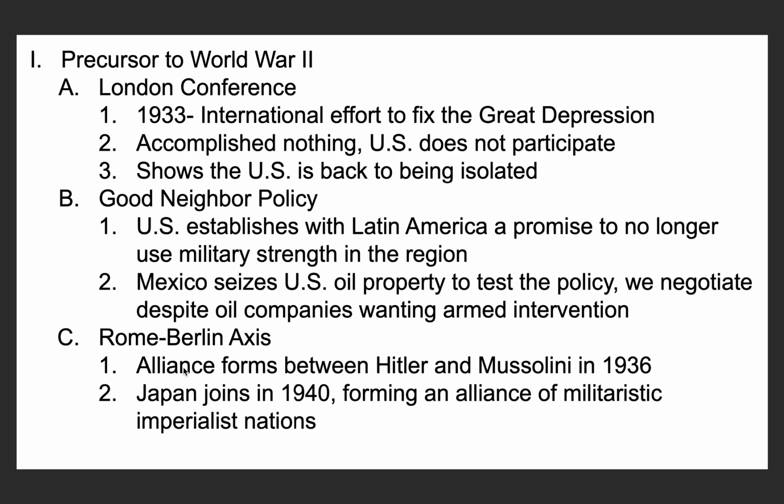Okay, other things that are going to be happening throughout the world prior to World War II, they're going to start making nations more interconnected, with the exception of the United States. Italy, home to Rome, along with Berlin, which is in Germany. Those two countries are going to form an alliance in 1936, shortly before Hitler hosts the 1936 Olympics.